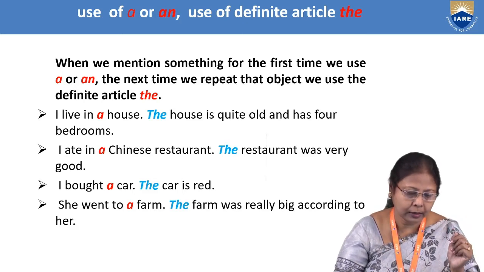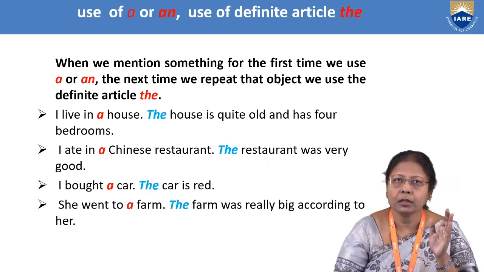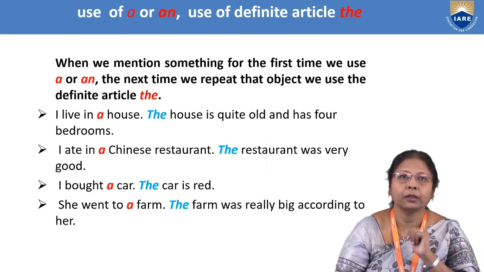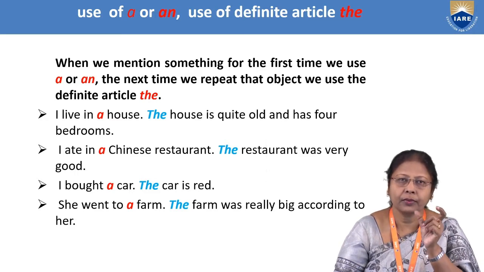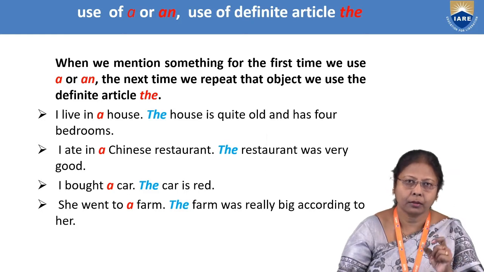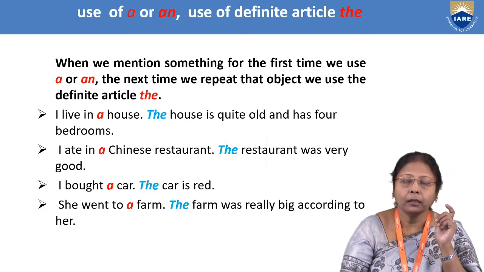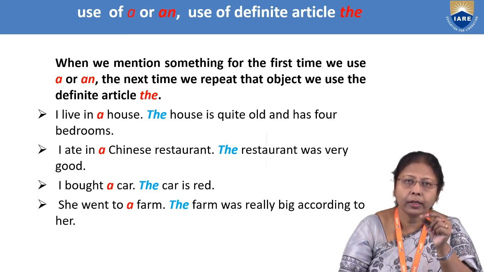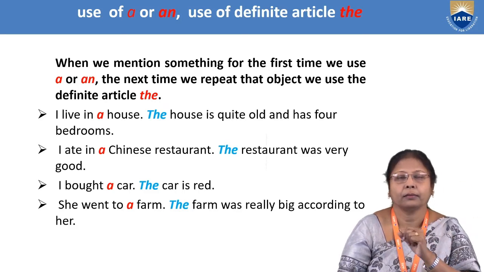See here the sentence: I live in a house. I live in a house. The house is quite old and has 4 bedrooms. In the first part of the sentence, I live in a house. First time you are introducing the house. So we are using a here. Okay. And the next, you are specifying the same house. The house is quite old means the house we have discussed in the previous sentence.